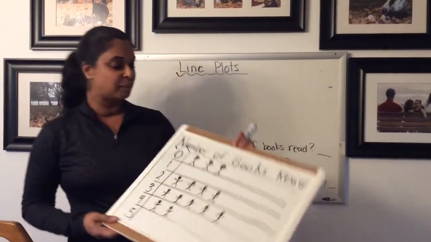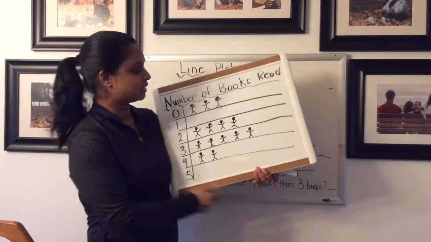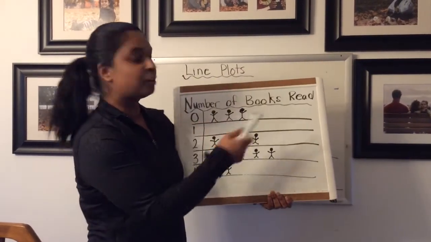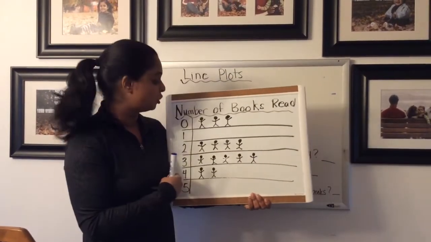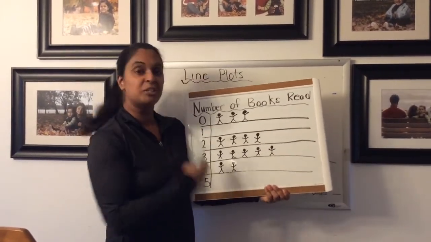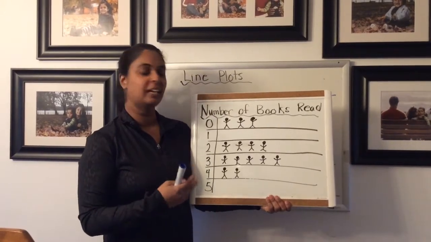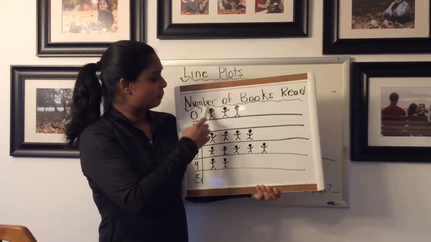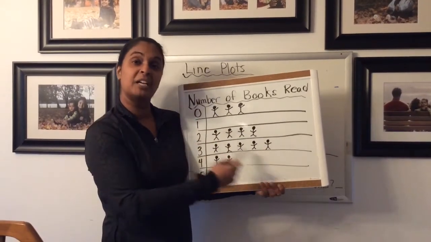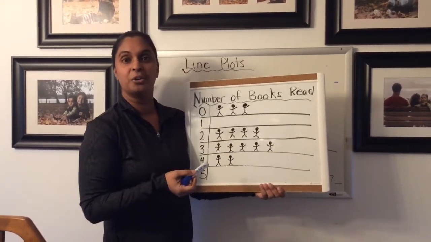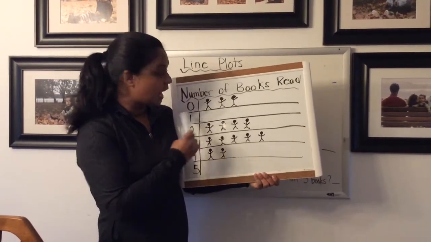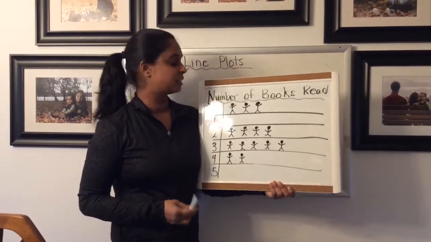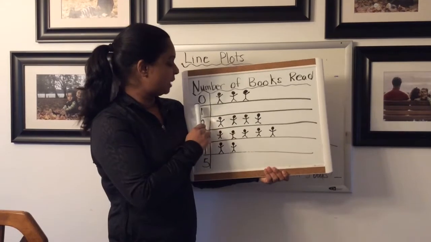So today I have some information here on this chart, and it's about the number of books read. So maybe this is a grade 2 class, and there are some students in this class who have been reading. Maybe it was for something like the readathon. So I've used a bit of a pictograph here to show you the number of books and how many people read that amount of books. So let's have a look at my information.